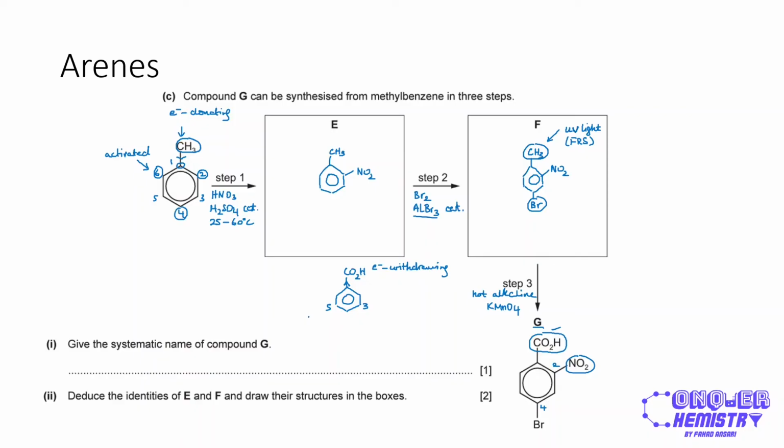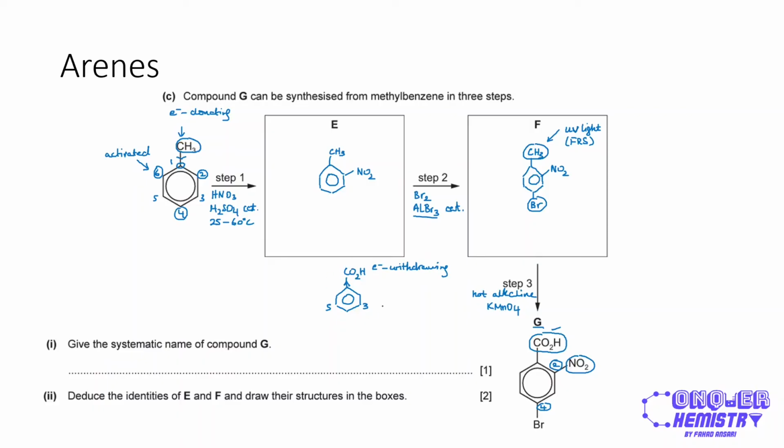does not have these substituents at 3 and 5, but at 2 and 4, because of that, we're not going to convert CH3 to CO2H first. We will do the substitutions followed by oxidation of that alkyl substituent. Now give the systematic name of compound G.